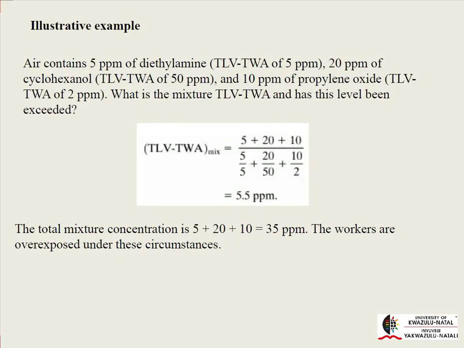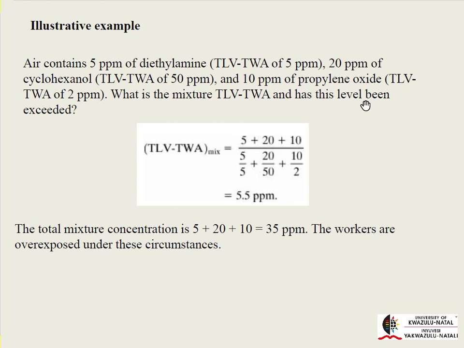Okay, so an illustrative example. Let's say, for example, air contains 5 ppm of diethylamine, 20 ppm of cyclohexanol, and 10 ppm of propylene oxide. They've given us the individual TLV-TWAs to be 5 ppm for diethylamine, 20 ppm for cyclohexanol, and 10 ppm for propylene oxide. What is the mixture TLV, and has this level been exceeded?